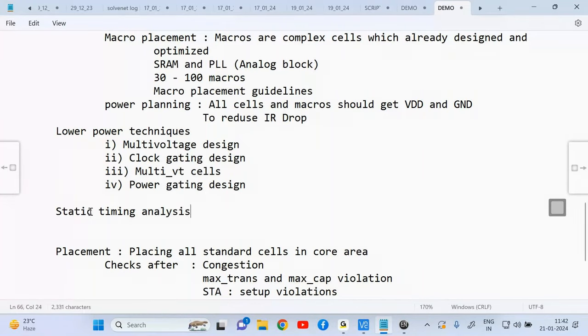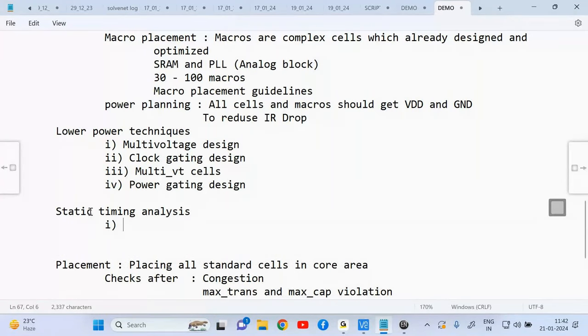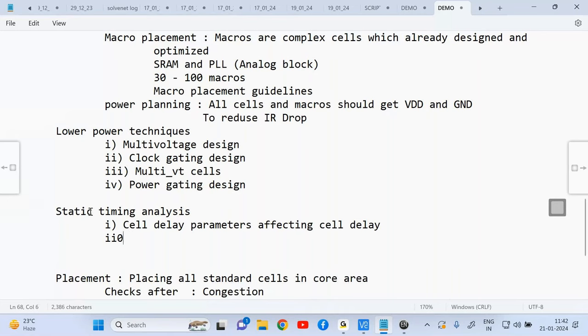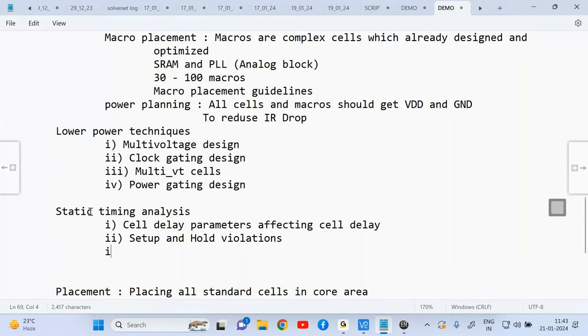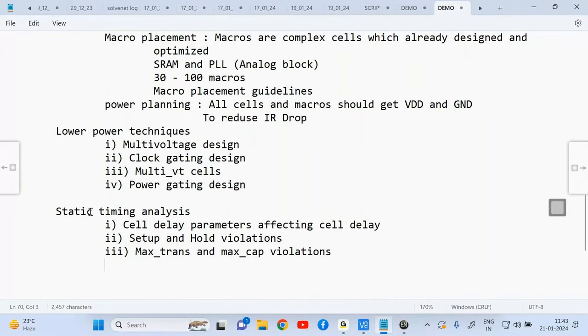So we will study this. In static timing analysis, we will study what is cell delay, and parameters affecting cell delay. Next we'll study setup and hold violations, then max trans and max cap violations. Then PVT conditions: process, voltage and temperature, and how they affect cell delay.